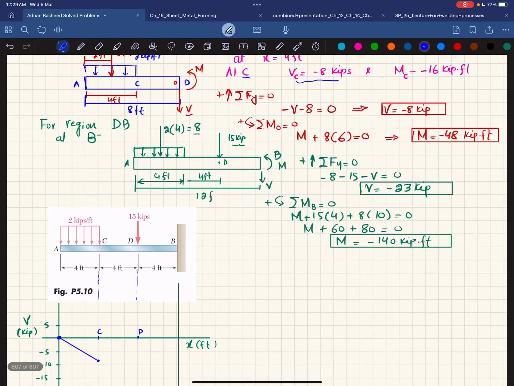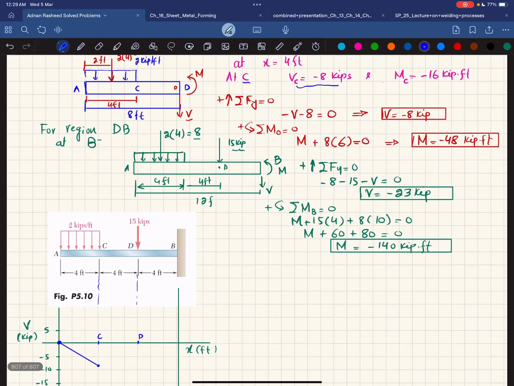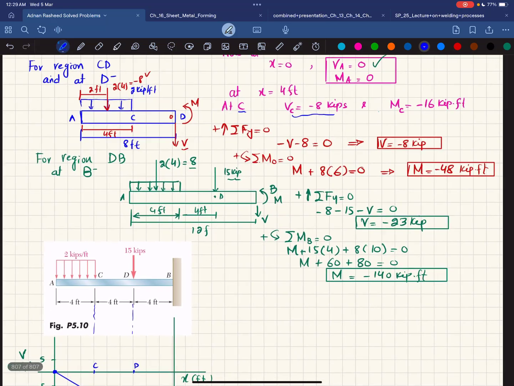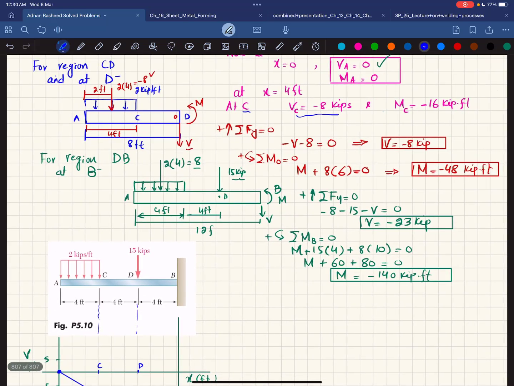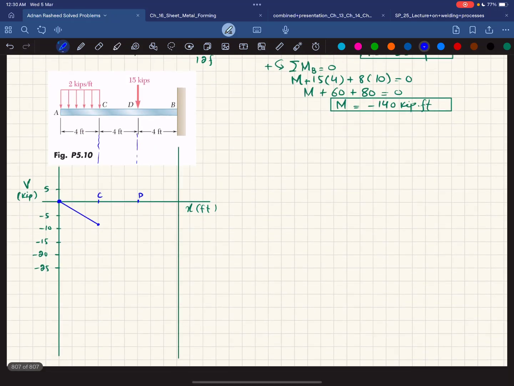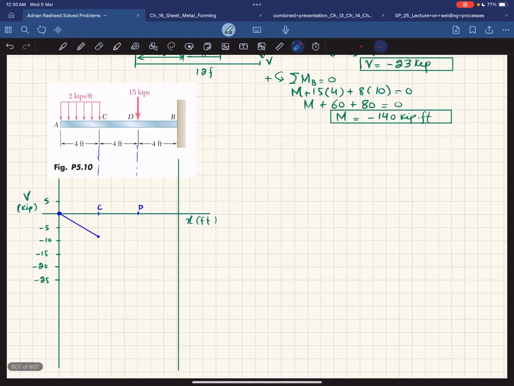So at point D, you have shear force V is equal to minus 8. This is for region CD, or just before D. So V is equal to minus 8. And again, you can see from the first method, from C to D, there is no shear force, so it will remain horizontal till point D.